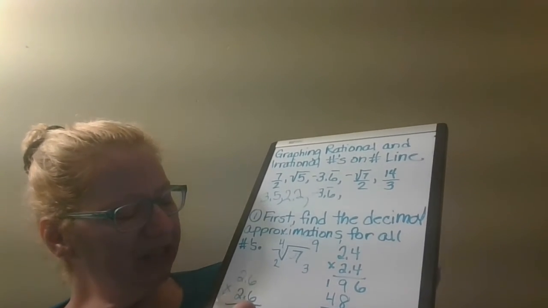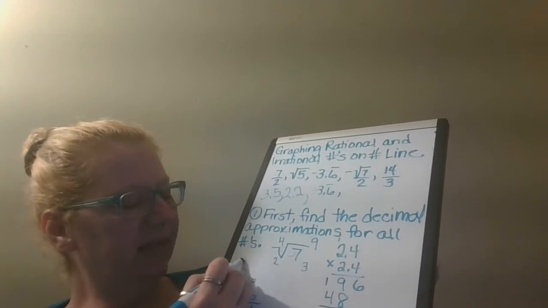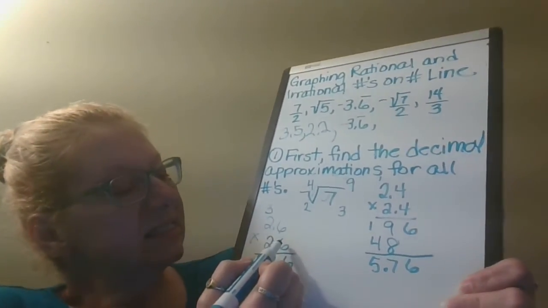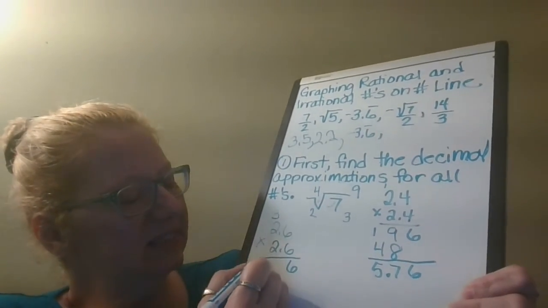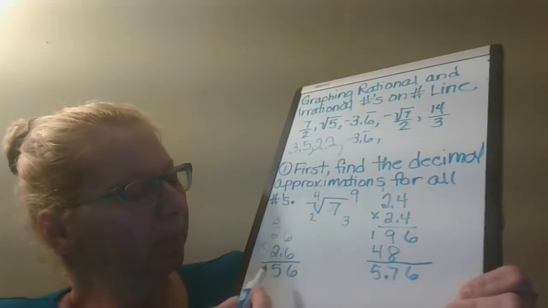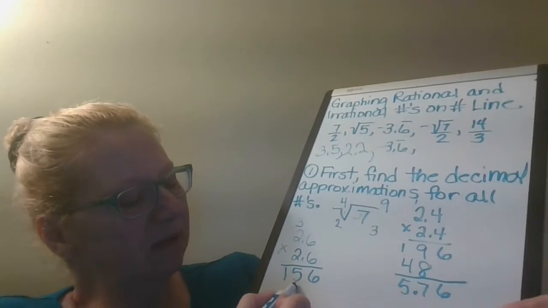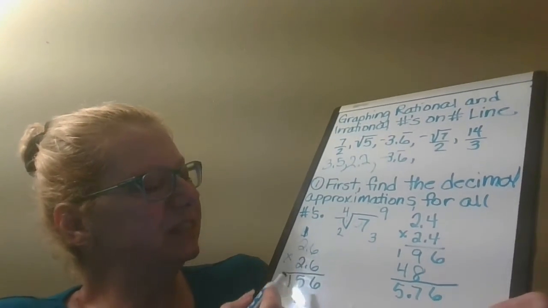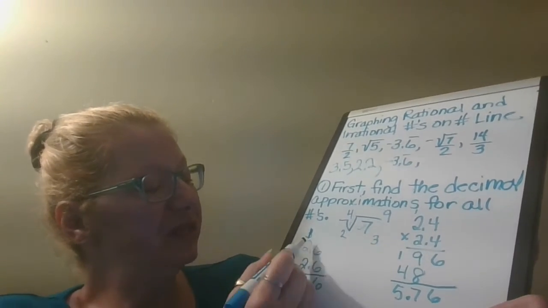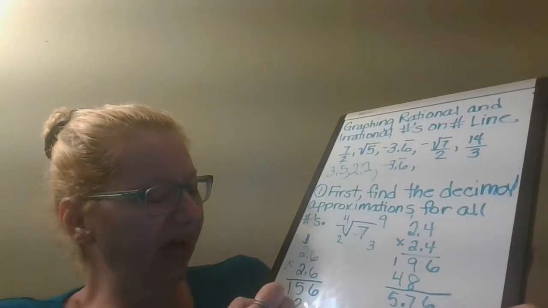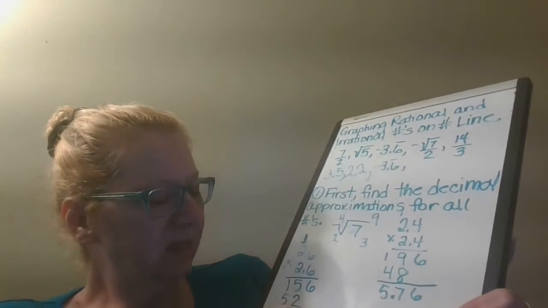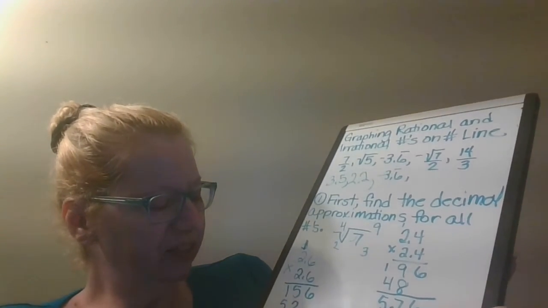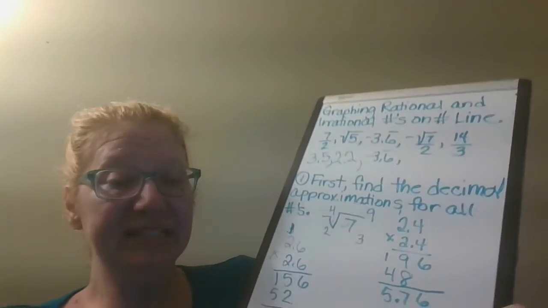Six times 6 is 36, so we put a 6 and carry a 3. 6 times 2 is 12, plus 3 is 15. 2 times 6 is 12, carry a 1. 6 times 2 is 12. 2 times 2 is 4, plus 1 is 5. So we bring down our 6, our 7, and our 6, which leaves us with 6.76.